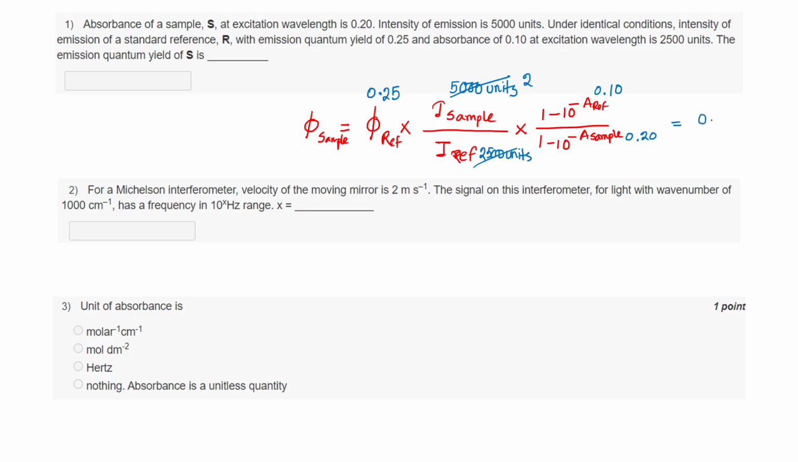So it will come something like 0.5 into 1 minus 10 to the power minus 0.1 divided by 1 minus 10 to the power minus 0.2. Let me use my calculator.